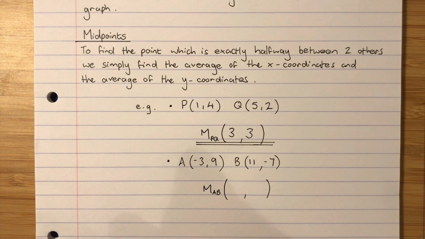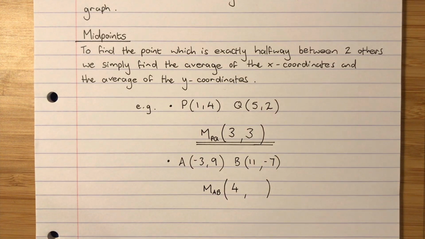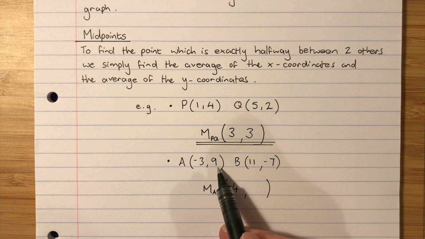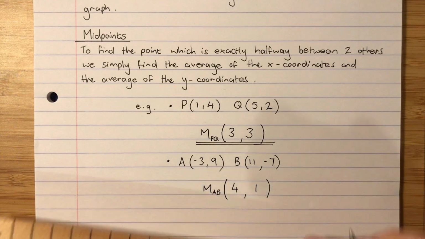Negative 3 add 11 gives me 8. Divide by 2 gives me 4. 9 add negative 7. Well, that's the same as 9 take away 7, which gives me 2. Divide by 2, 1. So the midpoint of A and B is 4, 1.